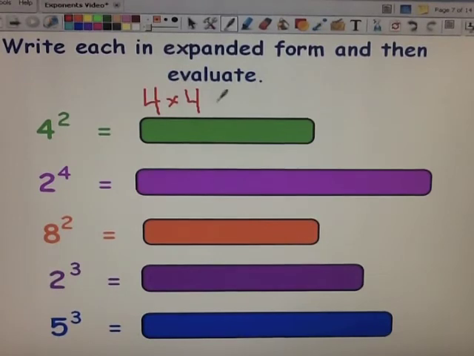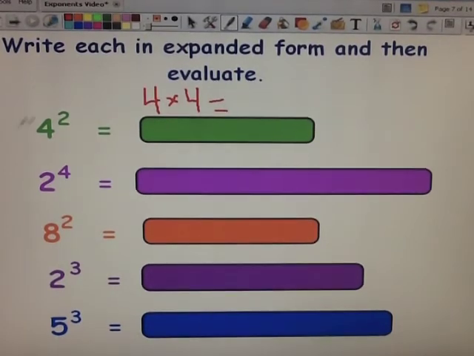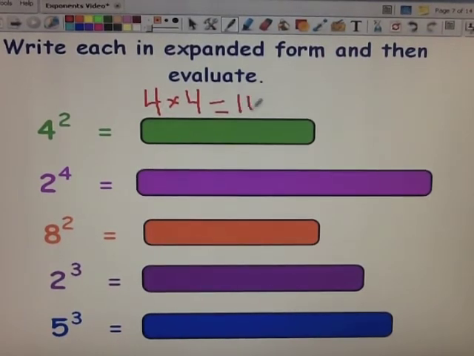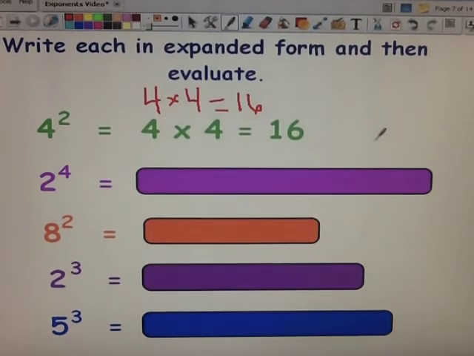Now we need to evaluate. Evaluate means to solve it. It's not 4 times 2 because we just wrote it out in expanded form. It's 4 times 4, which is 16. And there we go.